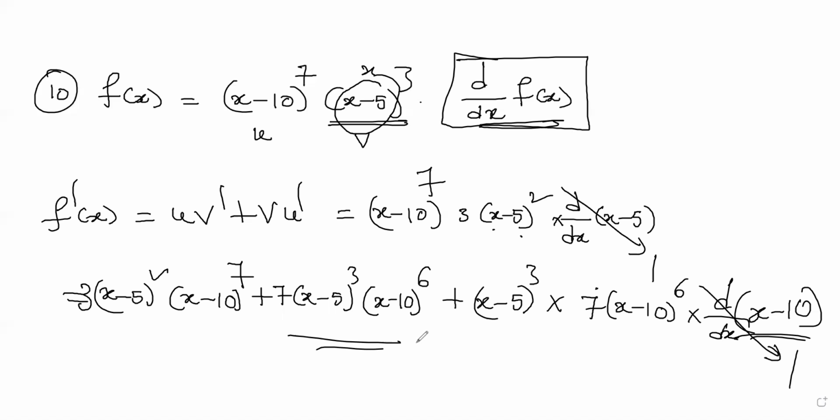Somebody, at most, will factor out x minus 5 whole square into x minus 10 whole power 6. That you can do. This way you can solve it.